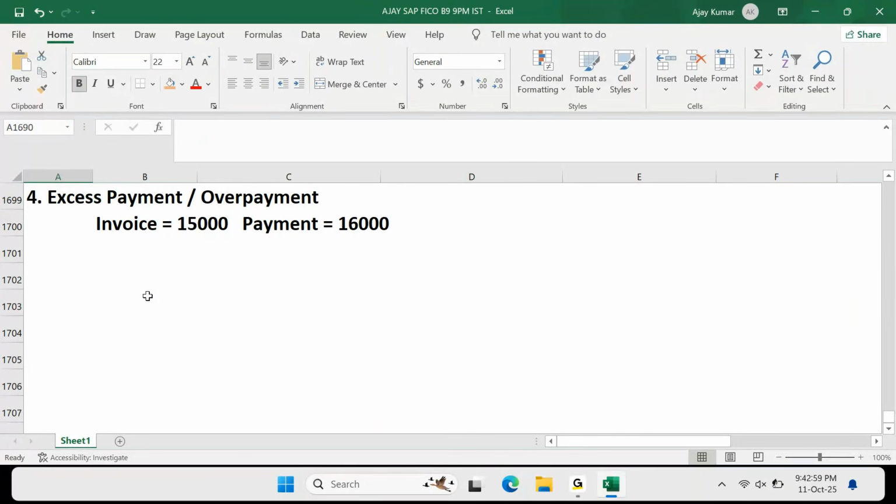Excess payment, different terms may be used, but you need to connect it based on the scenario. Now here the invoice is 15,000 and the payment received is 16,000. You need to know what to do with the remaining 1,000. We need to understand what to do with the remaining.